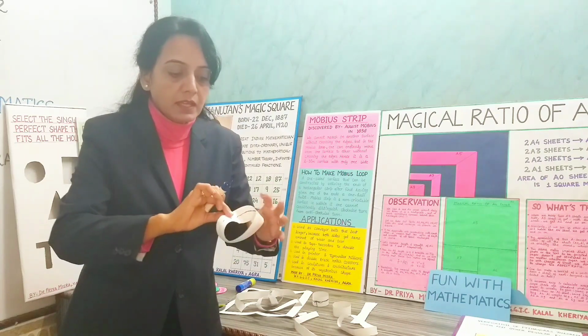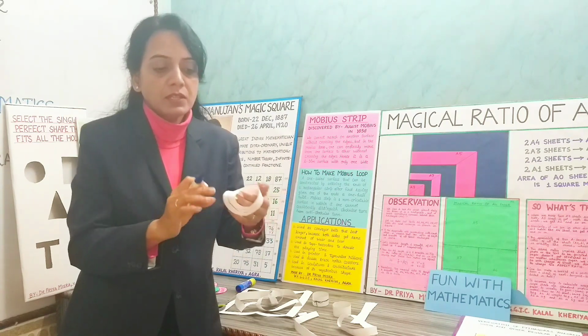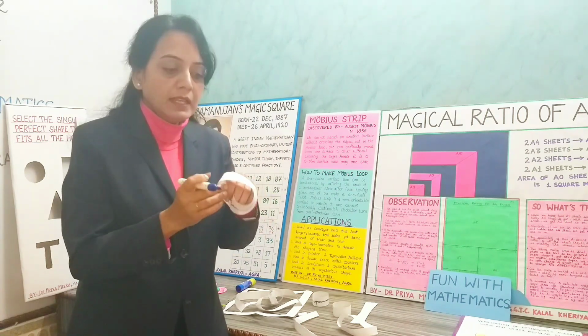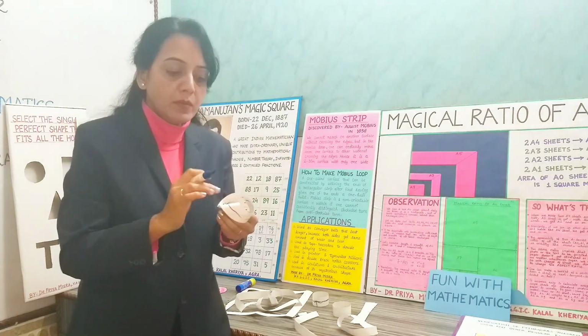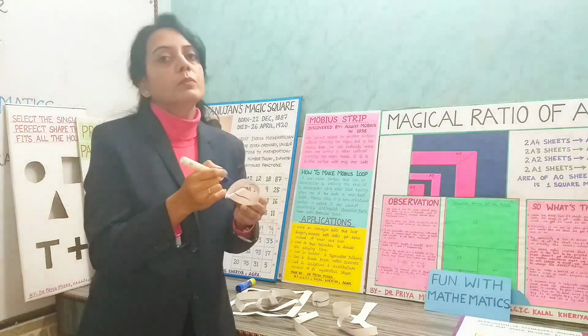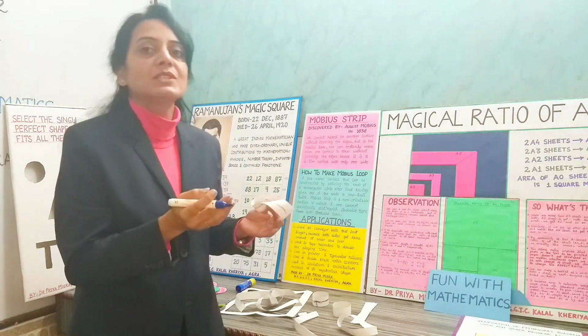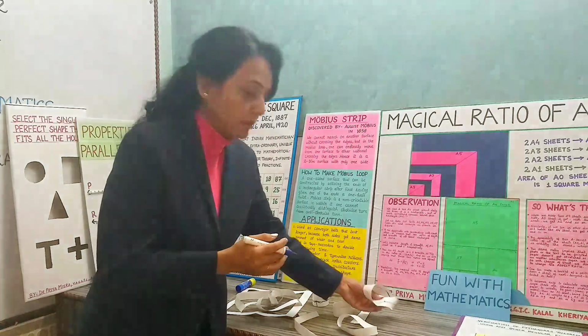So now you can see this blue line is all over the page, outside also and inside also. That means in a Mobius strip, we can move continuously on both the surfaces without crossing the edges. This is the mysterious property of the Mobius loop.